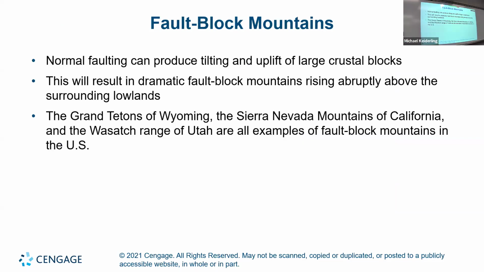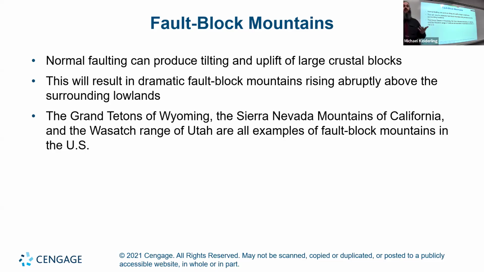We'll talk about that when we talk about types of rock. Those are called plutons or batholiths. Now, you can also get mountains by fault processes, where you can get tilting and uplift of large crustal blocks. So basically, huge blocks are cracked, lifted up, and tilted over and form mountains. So you get these fault block mountains that rise abruptly above the surrounding lowlands. This can actually be caused by normal faulting.